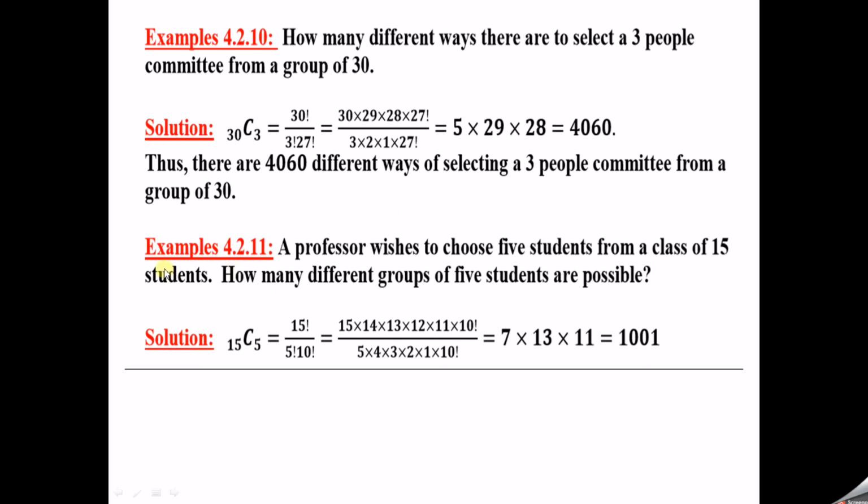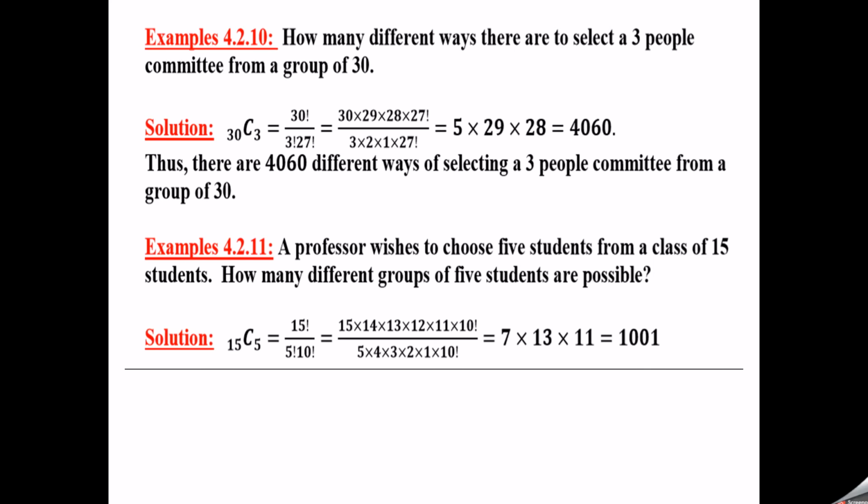And the next example, 4.2.11, a professor wishes to choose 5 students from a class of 15 students. How many different groups of 5 students are possible? So there is a group of total 15 students and we are interested, the professor wishes to choose 5 students from this. So 5 students we have to select, and without regard to order, in any order.